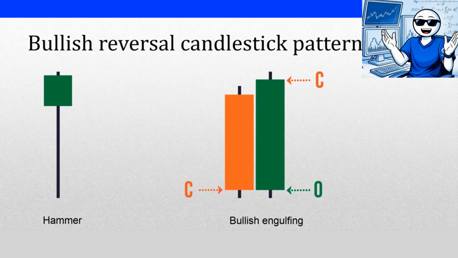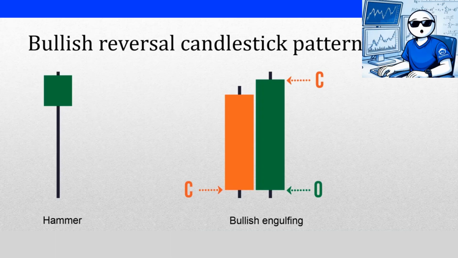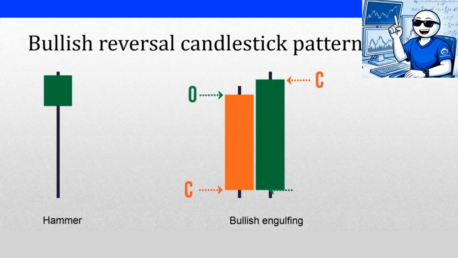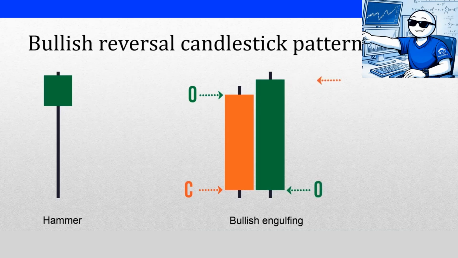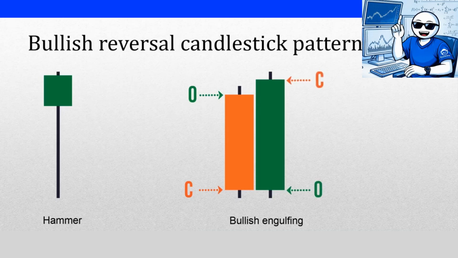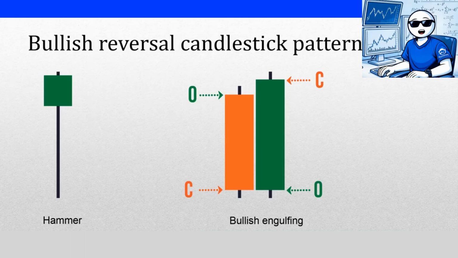How do I know that? Because you can see that the range of the body over here was previously from this opening price to this closing price. But the next day, it opened low and closed even higher than the previous day's opening price. So you can see that the buyers have overwhelmed the seller side by even a little bit more. So this is what we call a bullish engulfing pattern.